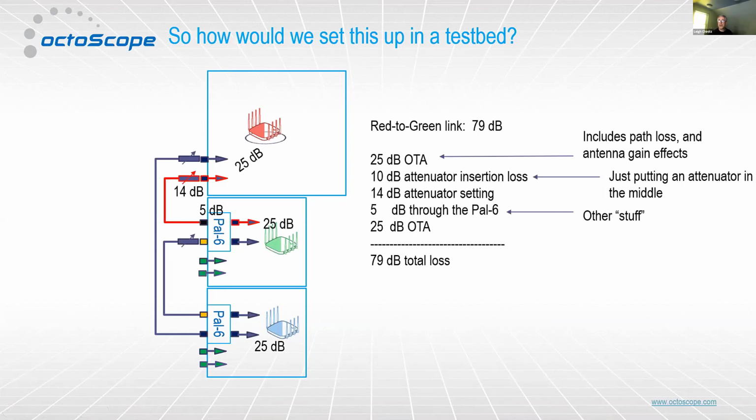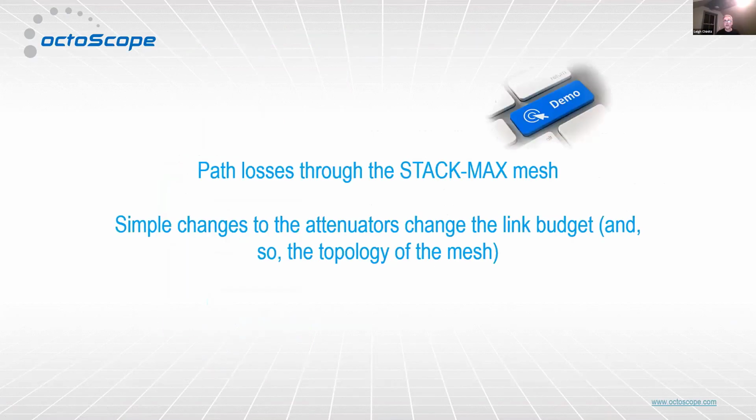So now we've got in our test bed a reasonably good model of what that mesh system link would look like in the environment in which it would be placed. So I'm going to stop here, and we're going to do a demo of this so you can actually see how this works in real life. So we're going to show you how the path losses work in our Stack Max mesh testbed.